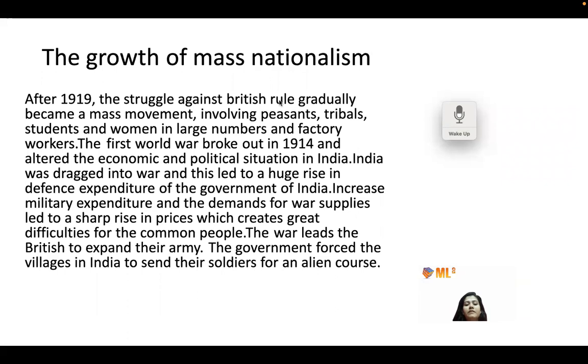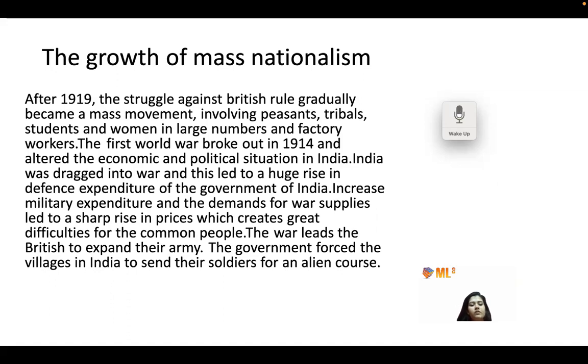Now the growth of mass nationalism. मतलब पूरे जो इंडिया का इतना ज्यादा रिच पॉपुलेशन है, सब में नेशनलिज्म कैसे स्प्रेड हुआ. After 1919, the struggle against British rule gradually became a mass movement involving peasants, tribals, students, and women in large numbers, and factory workers.